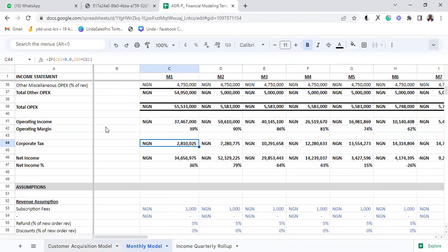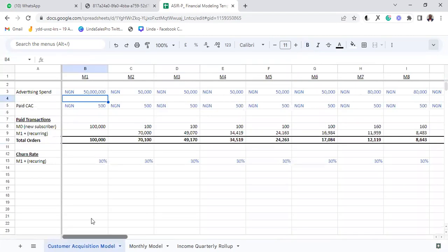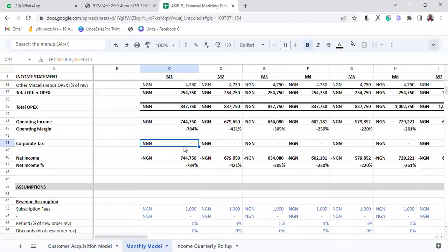You need to pay tax because there is profit here. But you know this is not realistic. We are not getting this for 100,000 people and all that. So once this drops to 100 people, automatically you are not making any profit and you are not going to pay any tax. All right, so that's for this.